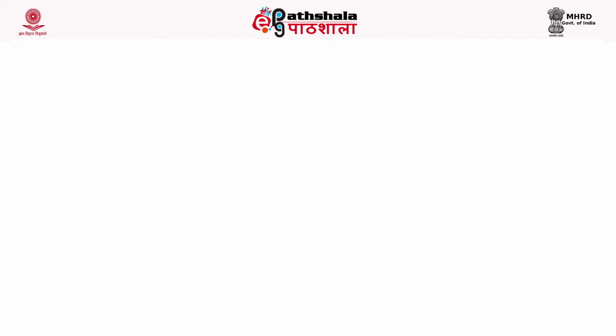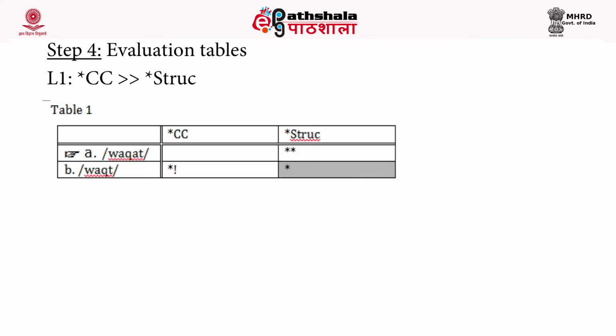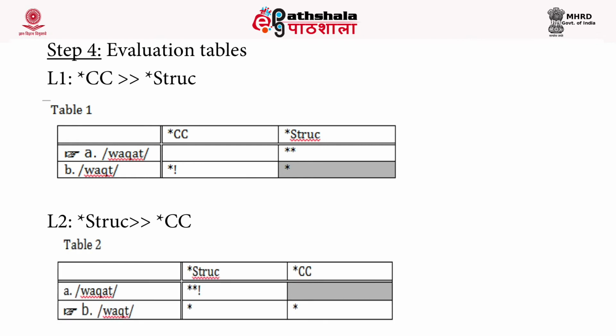In step 4, we will draw the evaluation tables. Now as we have taken the same thing, Waqt, now you have Waqt, structure is getting violated twice because there are 2 syllables in table 1, Wa and Qat. So 2 violations, and in Waqt there is only the consonant cluster violated, and that is the fatal violation as it is a higher ranked constraint as it has a consonant cluster.